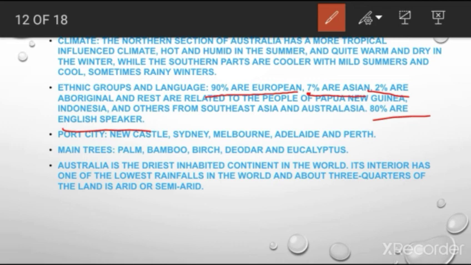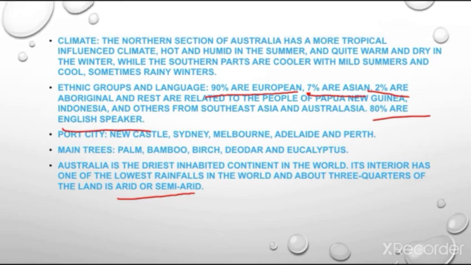The main trees present in Australia are palm trees, bamboo, beech, deodar, and eucalyptus, etc. Australia is the driest inhabited continent in the world, and its interior has one of the lowest rainfalls in the world, with about three-quarters of the land arid and semi-arid. Arid means scarcity of water or rainfall, and such places are known as arid regions.